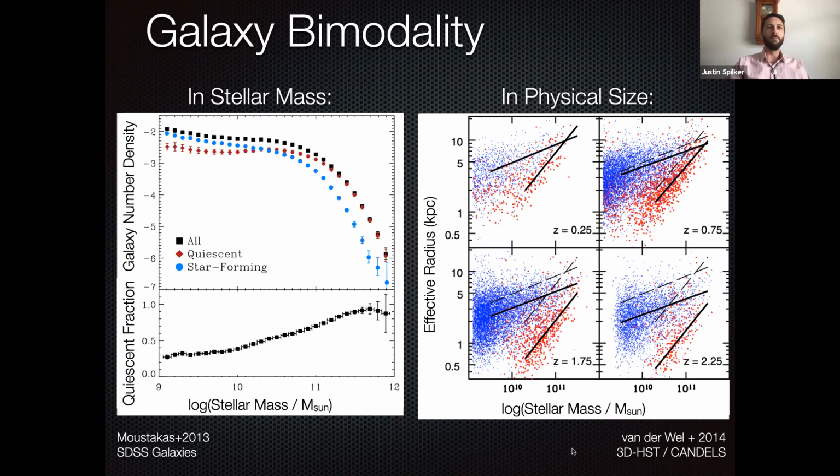This is work from 3D-HST and the CANDELS team, led by Arjen van der Wel, where you basically see that as time goes on from redshift 2-ish down to today, the population of galaxies that are quiescent tend to be much smaller at a given mass than the star-forming galaxies. And that difference evolves over time. So at redshift 0, they're relatively similar in size, but as you go out to redshift 2, that difference in sizes becomes more and more extreme.